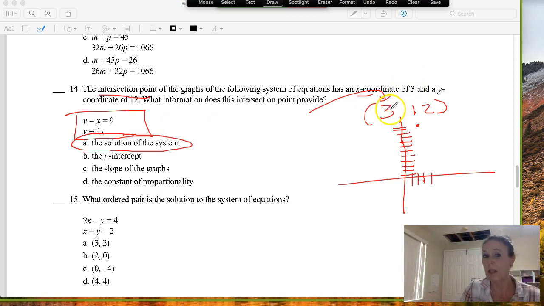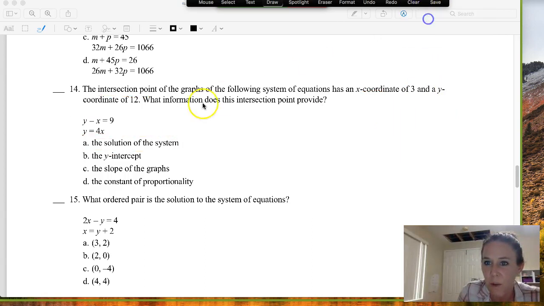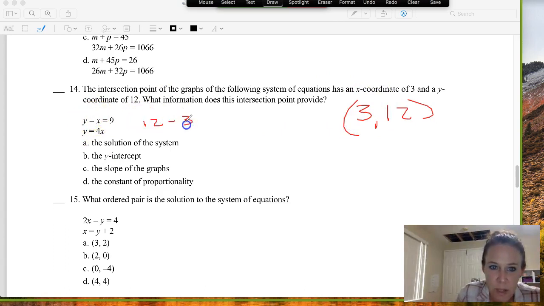When you get an intersection point of the two graphs, you get the solution to the two graphs. You're basically telling me where these two graphs intersect is the point where they have in common. It works for both. So check it. Does it work for both? Plug in the point (3, 12). Plug in 3 for x, 12 for y. So 12 minus 3, does that equal 9? It does.